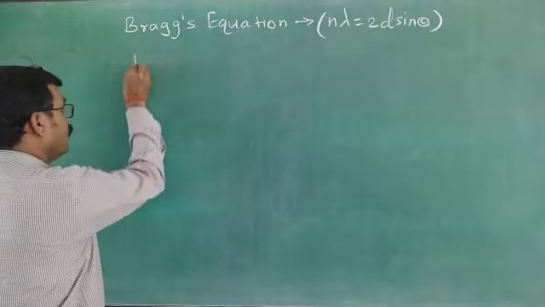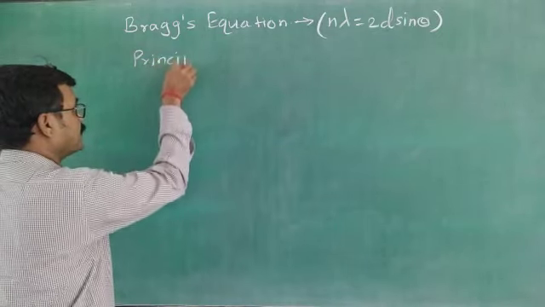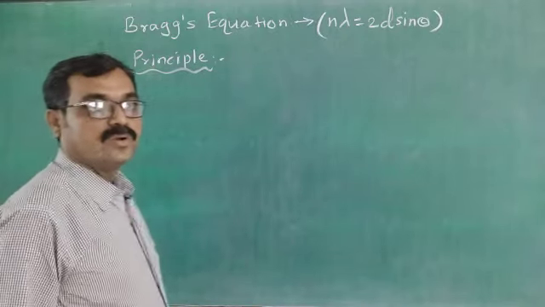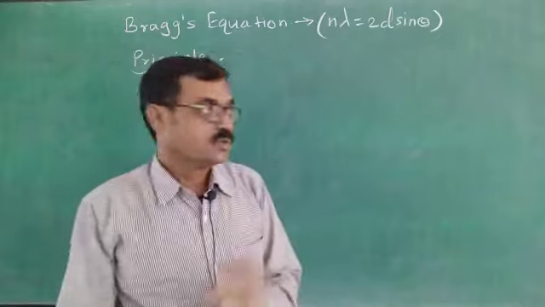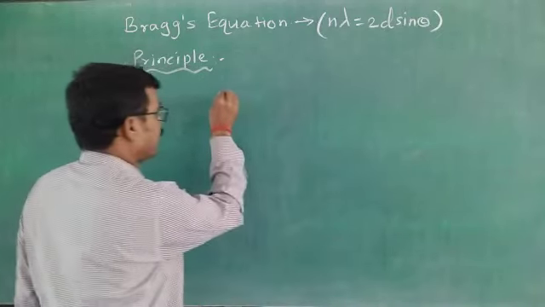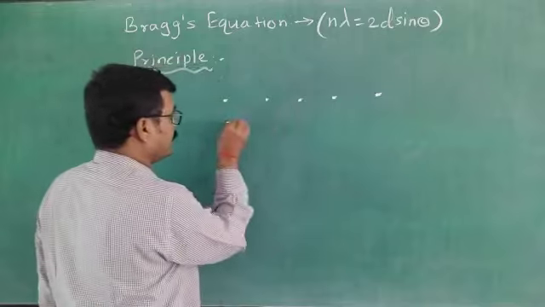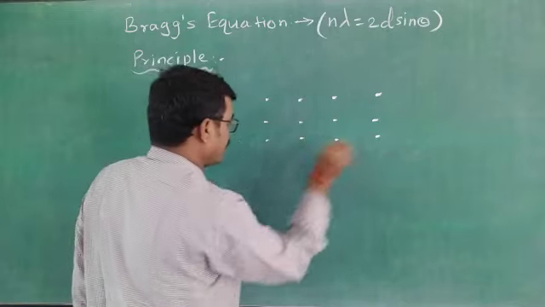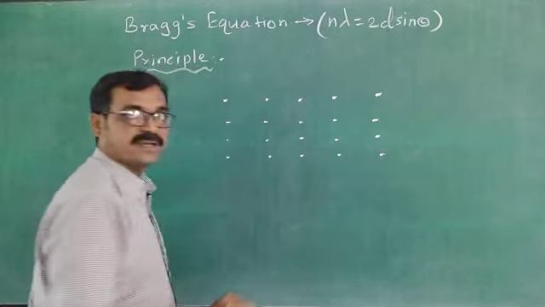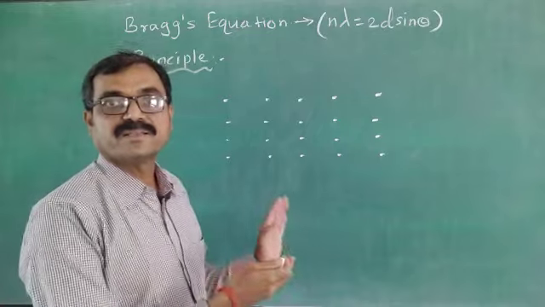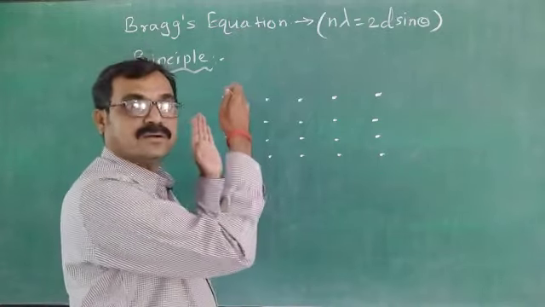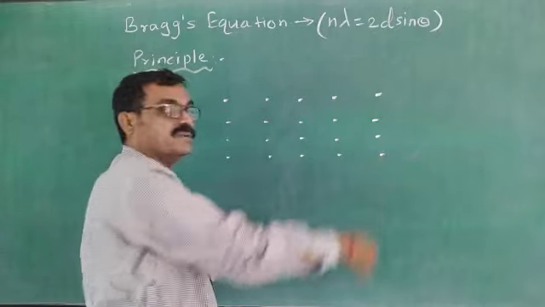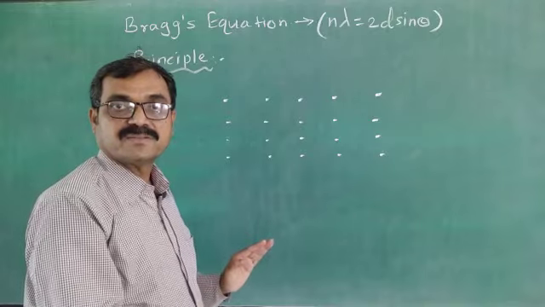Now first of all, see what is the principle of this Bragg's method or Bragg's equation. Now friends, very simple. You know crystal. In a crystal, atoms or ions are arranged in an ordered form. There is a perfect arrangement of these atoms or ions in the crystal. That's why the crystal has lattice planes. The planes passing through these diffraction centers or grating are lattice planes.